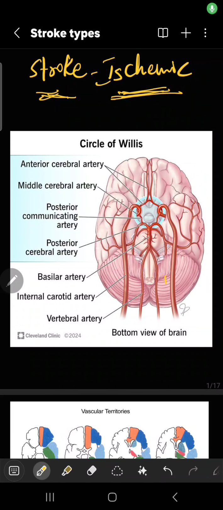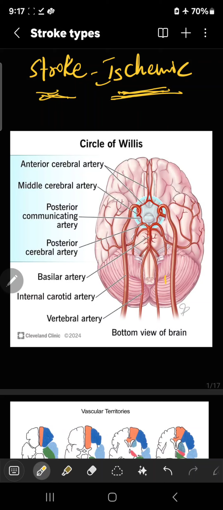Today we will be discussing the topic stroke. Mainly I will be discussing the ischemic stroke. As you know, there are two different types of stroke, ischemic and hemorrhagic. Ischemic is when there is no blood supply, and brain tissue gets damaged.